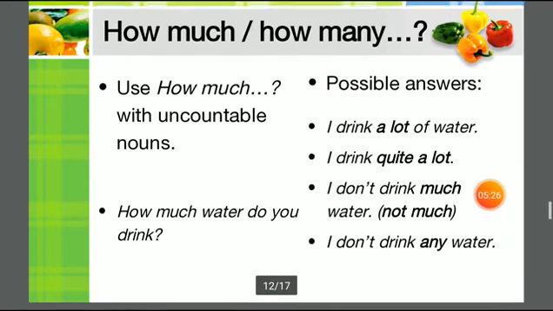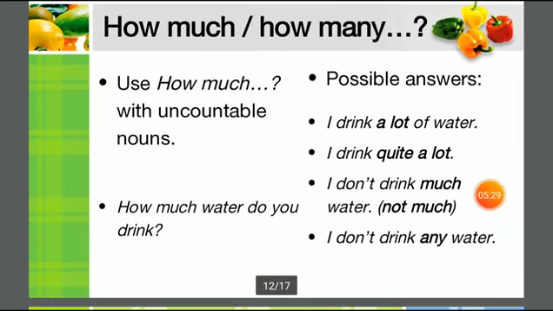And how much, how many? First one, use how much with uncountable nouns. For example, how much water do you drink? Possible answers: I drink a lot of water. I drink quite a lot. I don't drink much water. I don't drink any water.